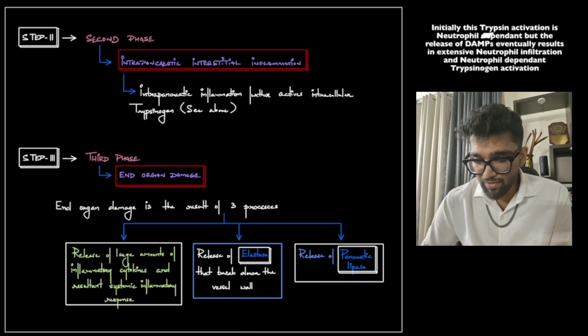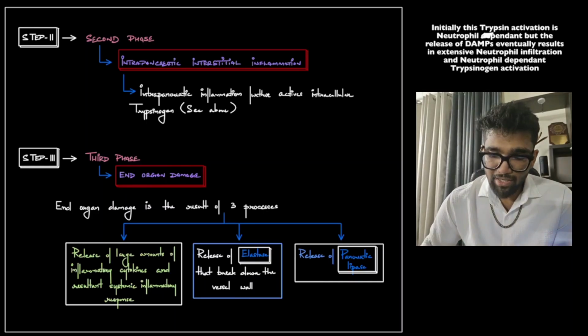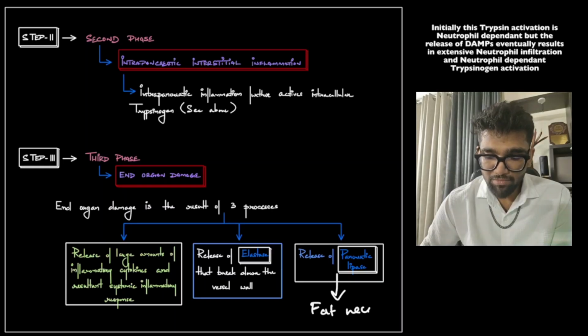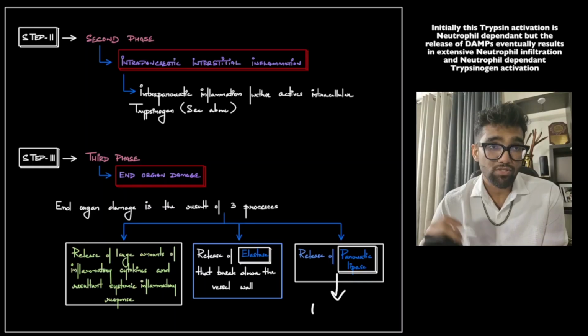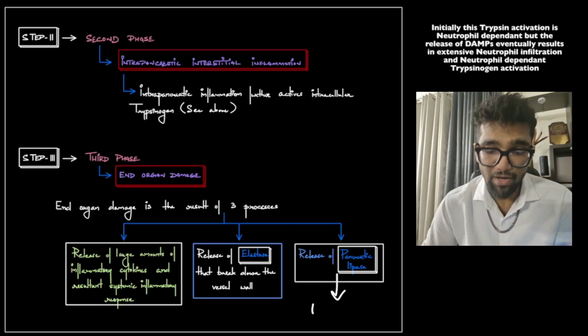Finally, there is a release of pancreatic lipase, which causes local fat necrosis, and sometimes, although rarely, this fat can get embolized into the blood vessels, and that causes systemic fat embolization.